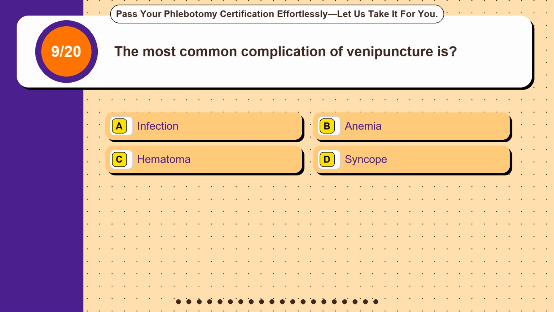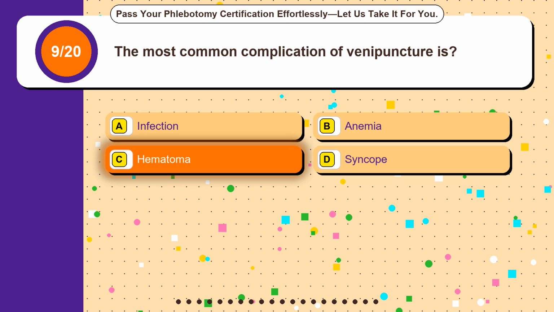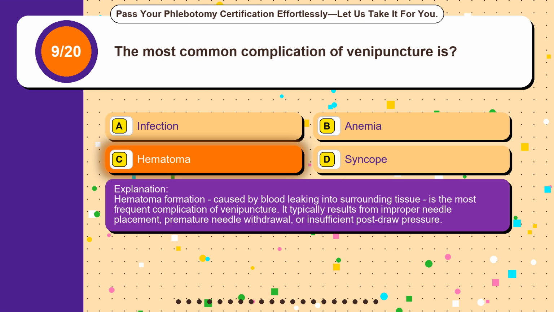Question 9. The most common complication of venipuncture is option A, infection, option B, anemia, option C, hematoma, option D, syncope. The correct answer is option C, hematoma. Hematoma formation, caused by blood leaking into surrounding tissue, is the most frequent complication of venipuncture. It typically results from improper needle placement, premature needle withdrawal, or insufficient post-draw pressure.